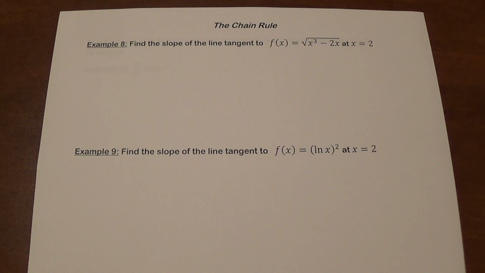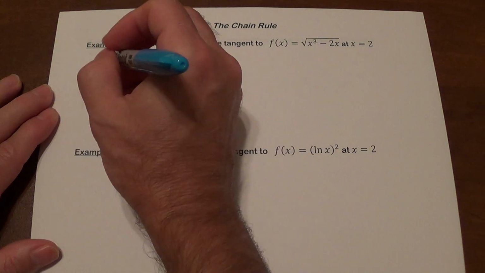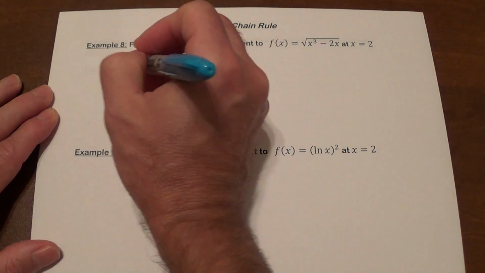Okay, so applications: find the slope of tangent lines of given functions. We should know that the slope of a tangent line is going to be the derivative of the function at that particular point. So that's all we need to do. Essentially we need to find f prime of x here.